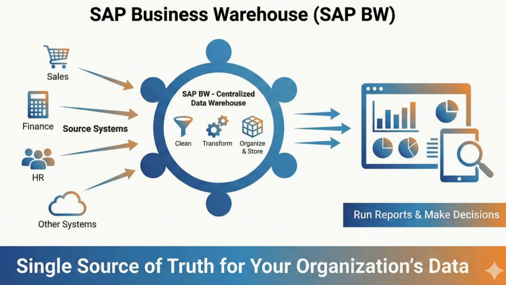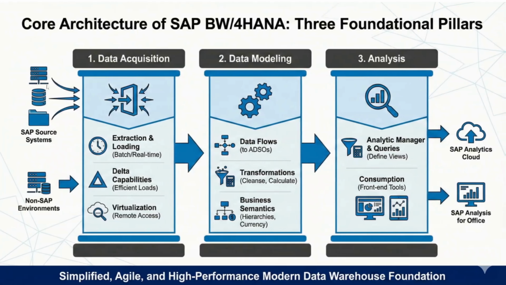SAP Business Warehouse is a centralized data warehousing solution built by SAP. It collects data from all your different source systems, cleans it, transforms it, organizes it, and stores it in a structured way so that business users can run reports and make decisions based on reliable, consistent data. Think of it like this: SAP BW is the single source of truth for your entire organization's data.